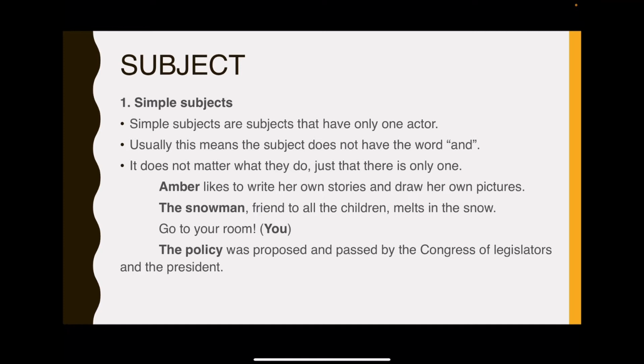It means that we only have one subject here, that is the subject you. And the last one, the policy was proposed and passed by the Congress of Legislators and the President. The policy, that is the simple subject in this sentence. That's because we have only one group of the subject here. Okay, so that is number one, the simple subject.